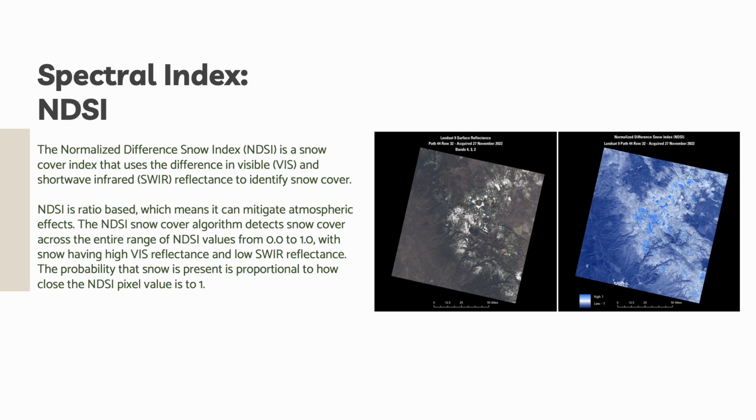So now getting into some of my analysis, I chose to use the NDSI, or Normalized Difference Snow Index, to show change over time. This index uses visible and shortwave infrared reflectance to identify snow cover. NDSI uses values from 0 to 1, with 0 indicating no snow and 1 being full snow coverage.